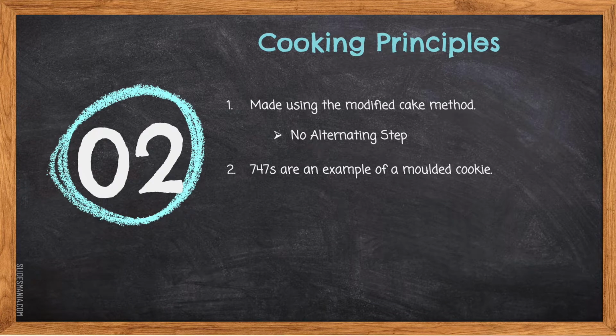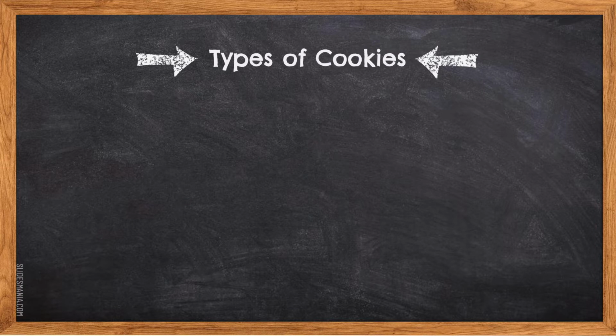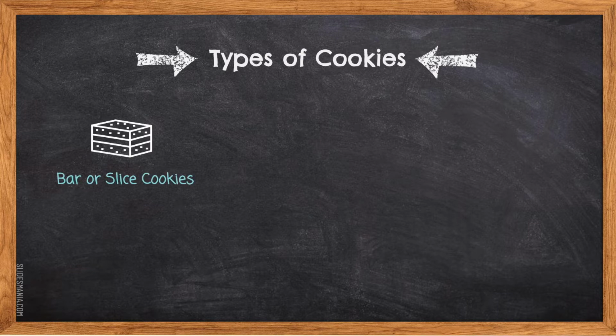Cooking principle number 2. 747s are an example of a molded cookie. Cookies are classified according to the way they are formed. There are 6 types of cookies. 1. Bar or sliced cookies are made in a rectangular cake pan and sliced into pieces after they are baked. Some bar cookie examples would be a brownie, a blondie, or even the classic Canadian example of the Nanaimo bar.